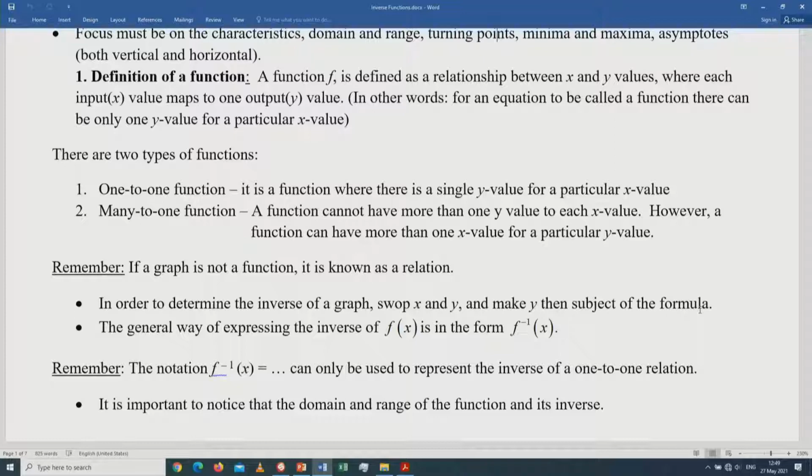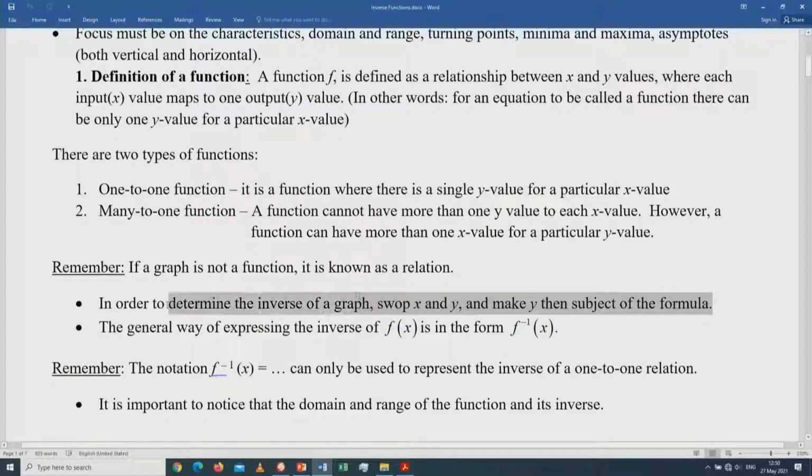Remember, if a graph is not a function, it is then known as a relation. How do we determine the inverse? It's a $1 million question. In order to determine the inverse of a graph, we swap x and y, and then make y the subject of the formula. I need to highlight this one.